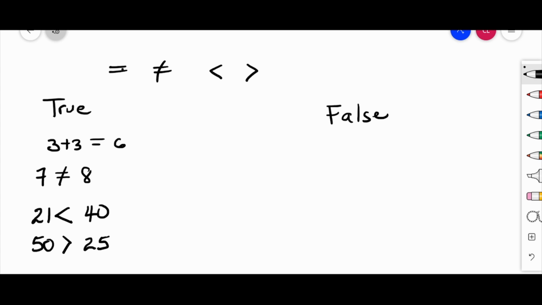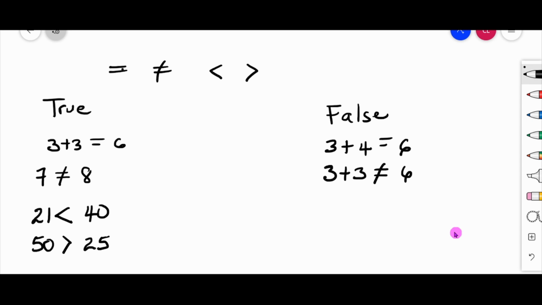Let's go now with those that are false. So 3 plus 4 is equal to 6, and this is incorrect because 3 and 4 would make 7, and 3 plus 3 is not equal to 6. That is true because 3 and 3 would make 6. So if we're saying it's not equal, then that is false.